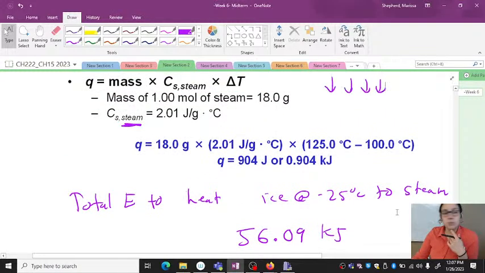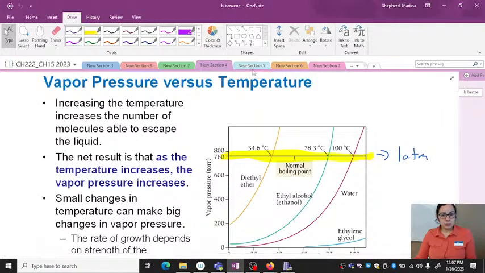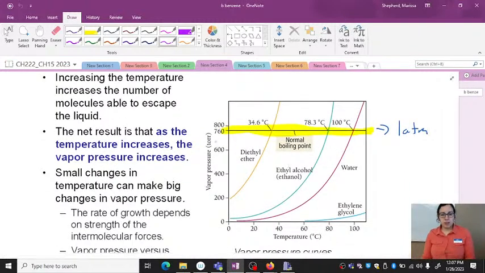Other questions or comments on this? Yeah, so your question would be, then we're basically raising the pressure, so then you could see how the curve would go higher and higher for its boiling point.